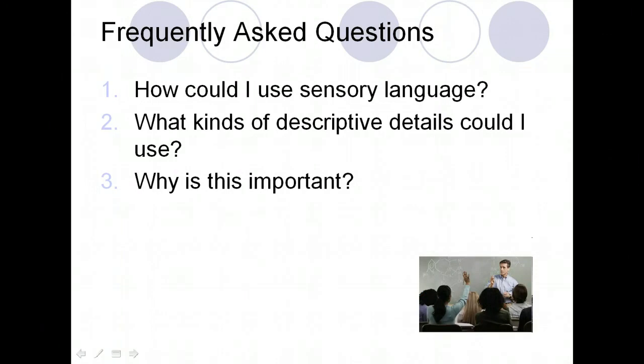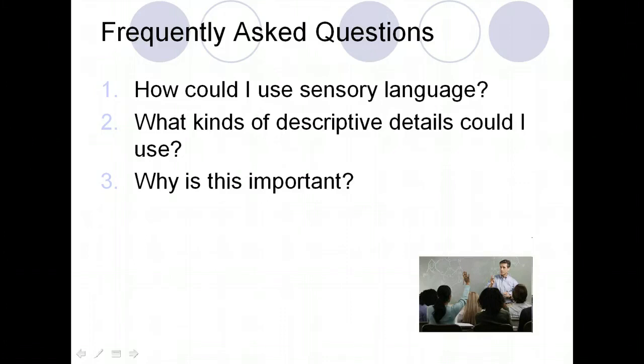How could I use sensory language? By describing what you see, hear, taste, or smell, or what kind of emotion you feel, you convey sense. By saying the light is bright, you give the reader the idea that the light is bright. But if you said, the light was so bright it felt like 1,000 needles poking my eyes, you have, by using senses, conveyed that the light was so bright it hurt.